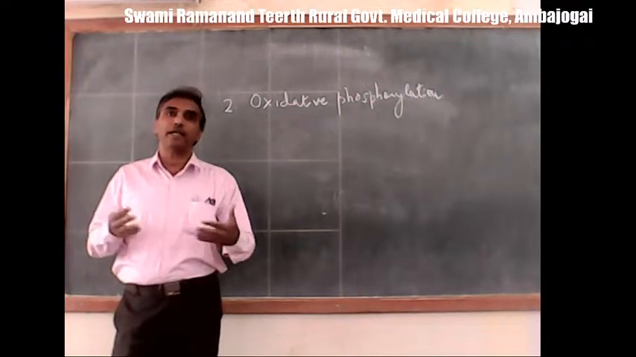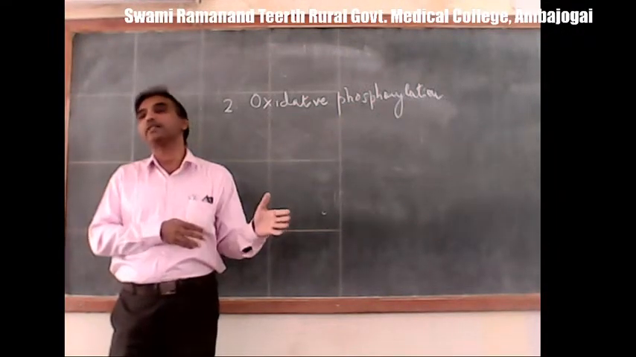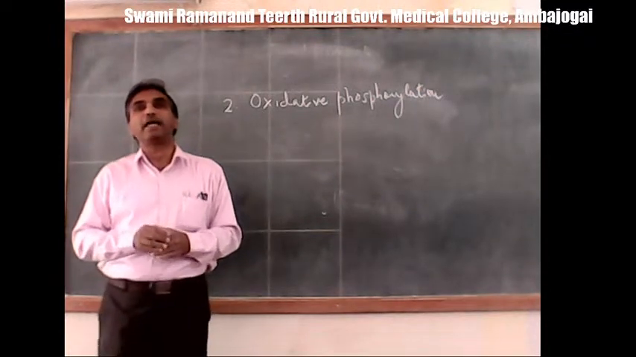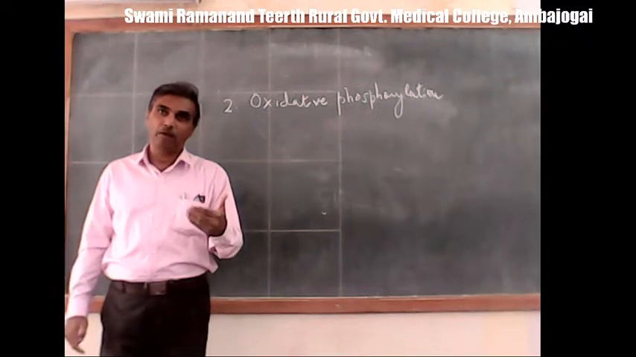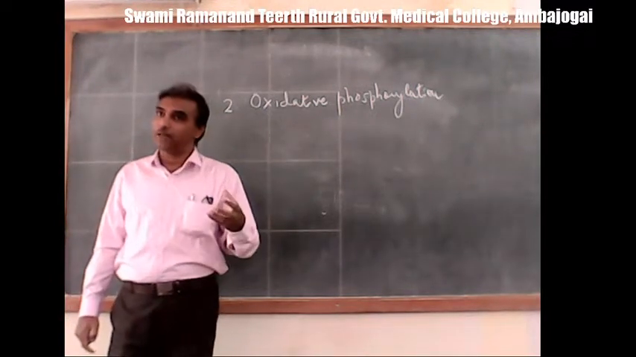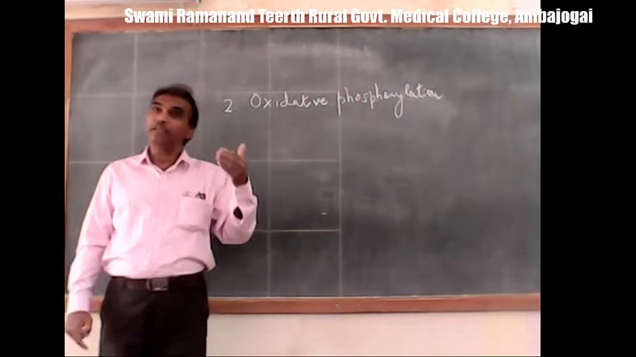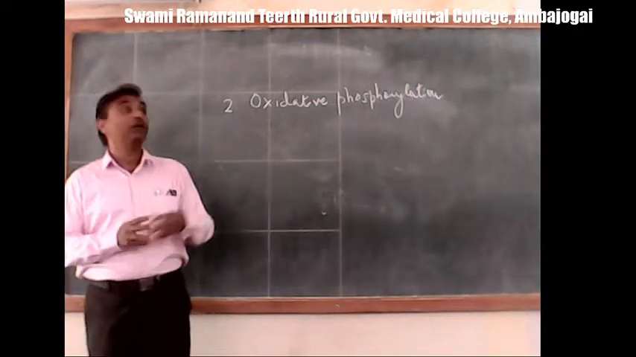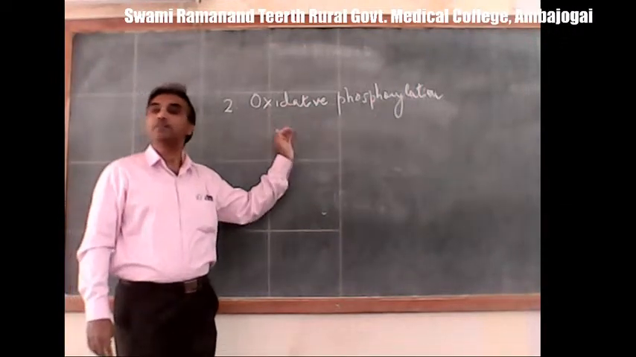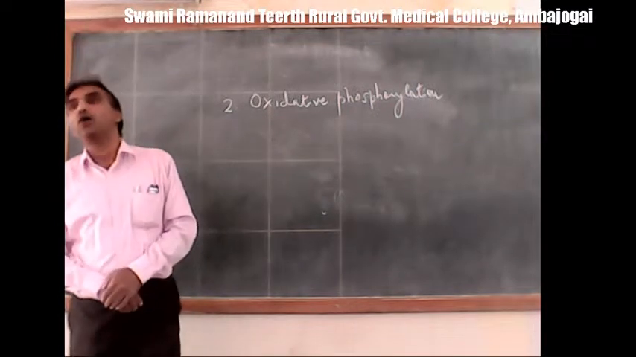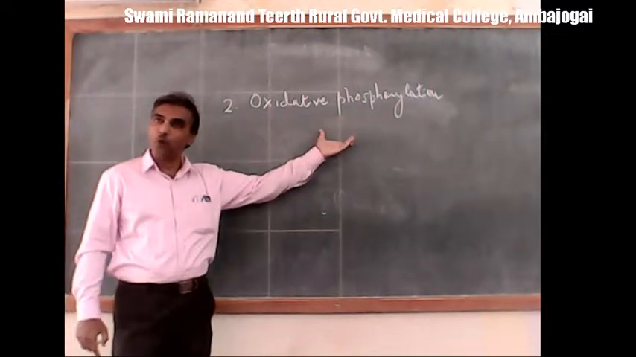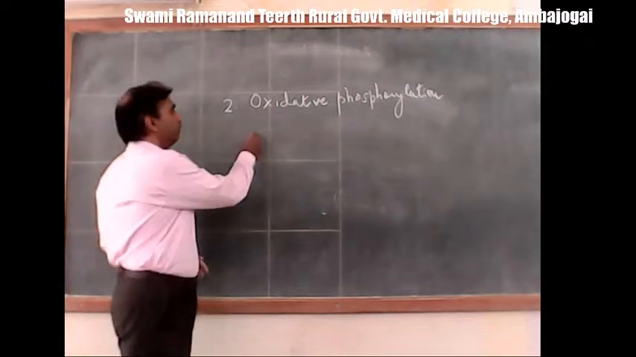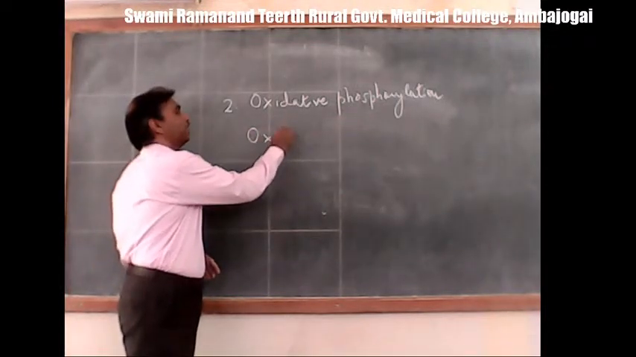Like glucose is oxidized by way of glycolysis, then it enters into the TCA cycle. This is breaking down of a substrate, glucose. There occurs oxidation, and this oxidation is coupled with phosphorylation. That's why this particular thing is called oxidative phosphorylation. So for oxidative phosphorylation to occur, what we require is first oxidation.